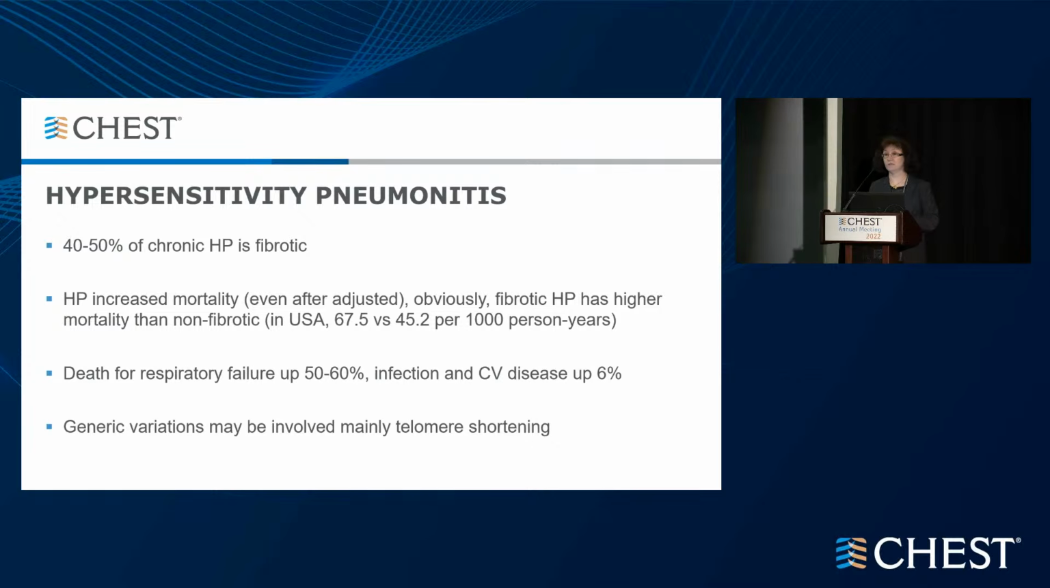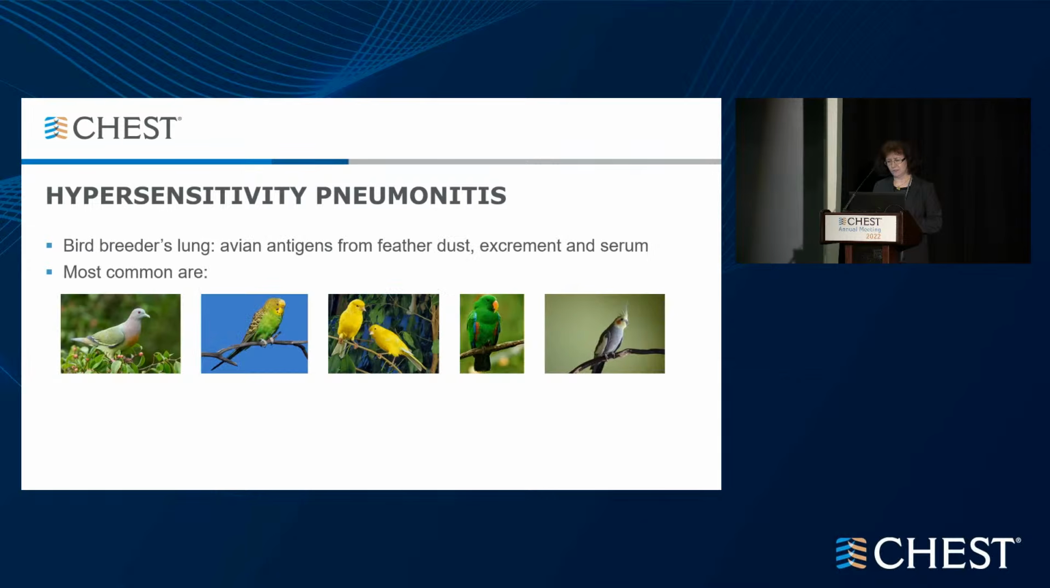40 or 50% of the chronic HP is fibrotic. As we were saying, you can divide it into non-fibrotic or fibrotic. Obviously, as expected, persons that have HP have increased mortality. Since we do pulmonary, we know very well that anybody who has fibrotic changes, independent of the reason, has a higher mortality. There is a genetic variation, and now it's more recognized, related to telomere shortening.